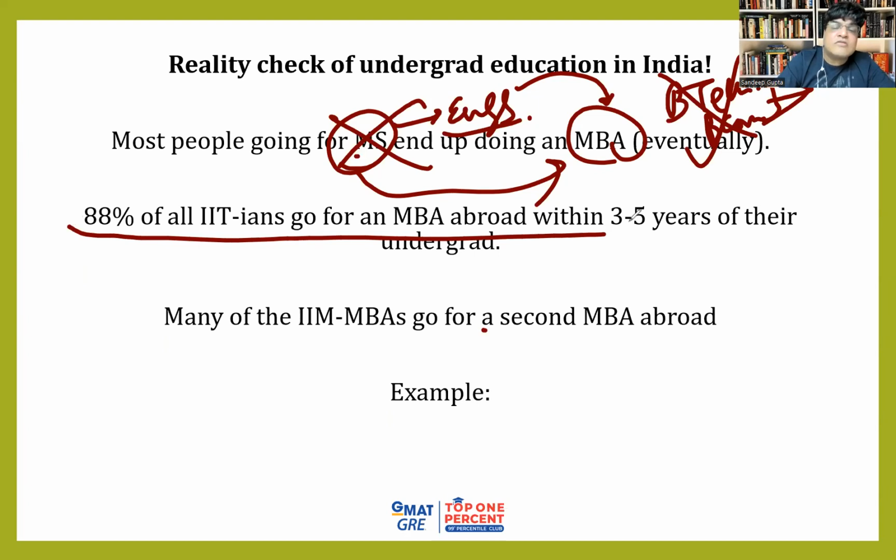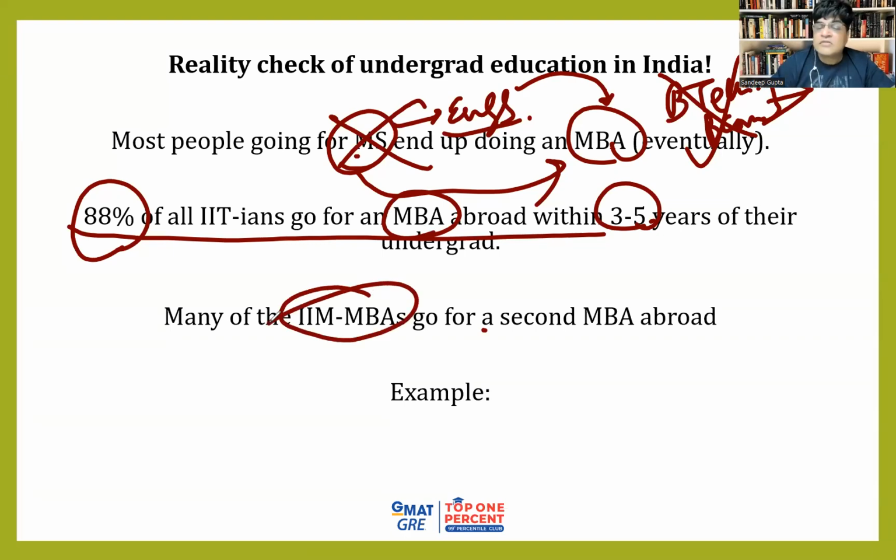And this is something that you'll find on the internet. 88% of IIT students within 3 to 5 years go for an MBA program abroad, or at least they try. They don't get through always. ये कोई नहीं मानता है कि यार IIM के बाद अच्छा सक्सेसफुल करियर होने के बाद why would people want to do a second MBA?